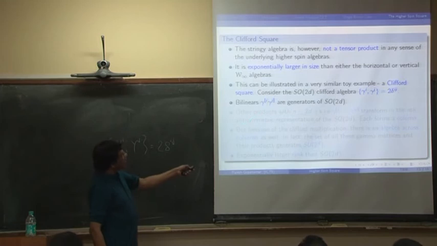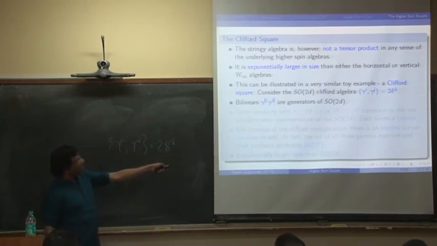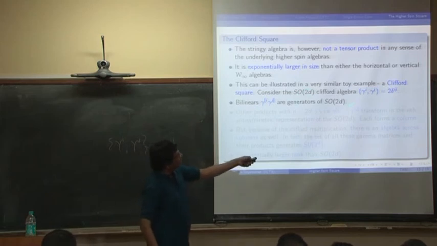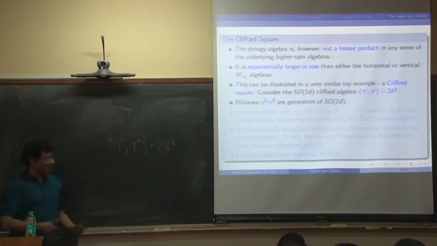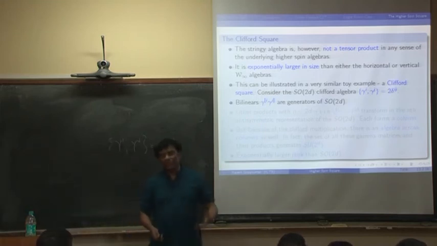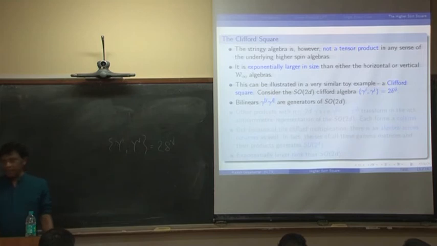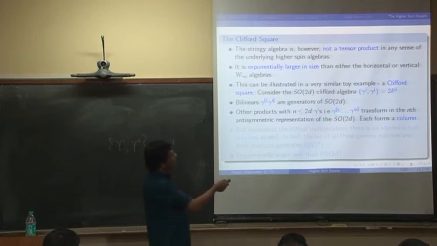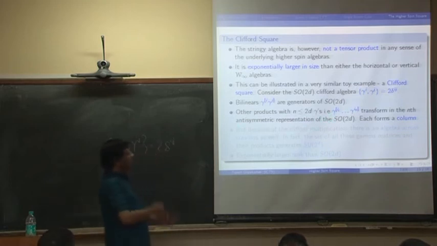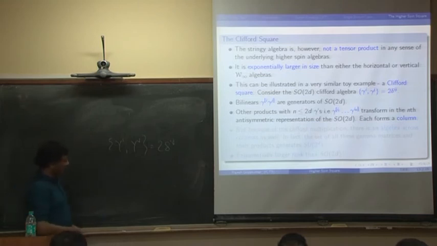the bilinears. And that's why you introduce the Clifford algebra, because these are the Lorentz generators or the rotation generators of the SO(2D). So if I am in 2D dimensions, there are 2D of these gamma matrices, and these antisymmetric bilinears are generators of SO(2D) in the spinorial representation. So the other products, you can consider all the antisymmetric powers. They transform in the nth antisymmetric representation of SO(2D).